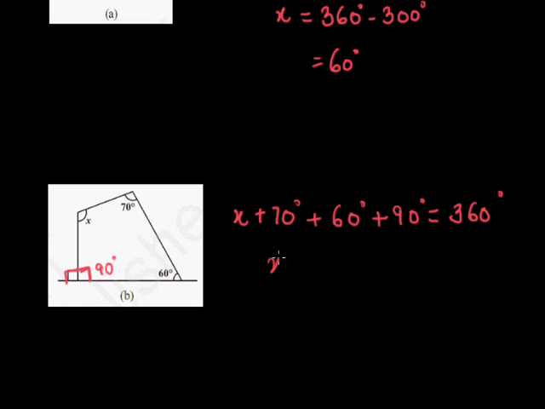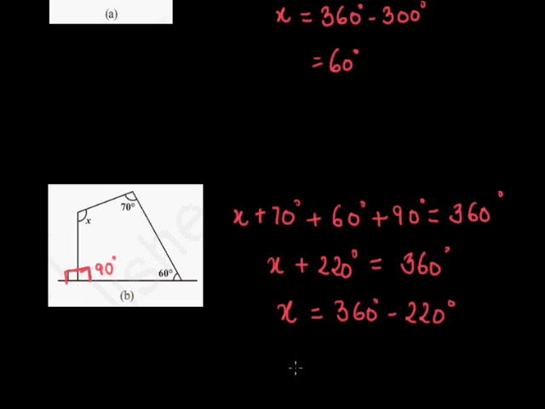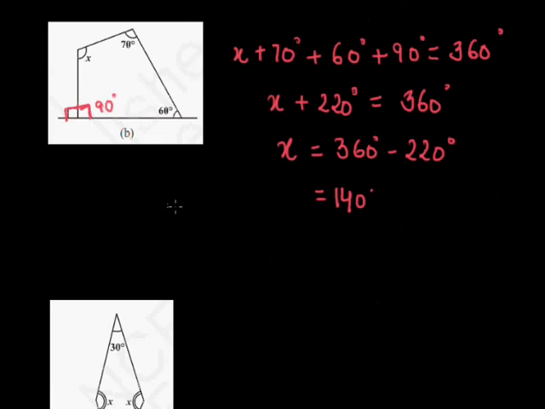Now adding, x plus 220 degrees is equal to 360 degrees. To find the value of x, I have to shift 220 to the right hand side. So x is equal to 360 degrees minus 220 degrees, that is 140 degrees. We can also check the answer by putting x here. The sum of the angles of the quadrilateral should be equal to 360 degrees.